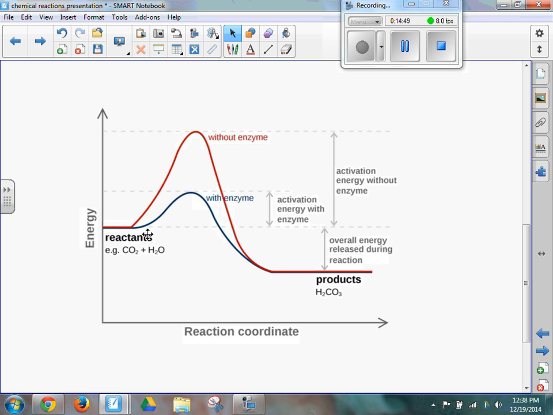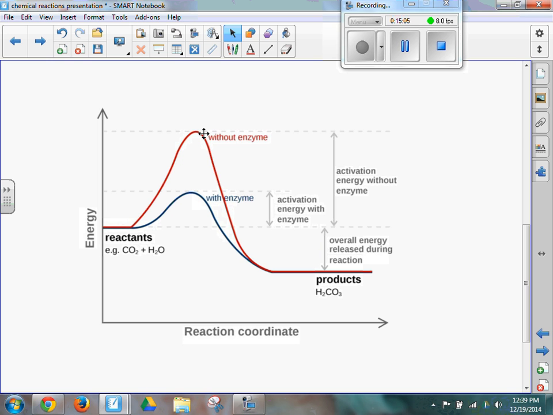We see that the reactants hold a certain amount of potential energy. Our products don't hold nearly as much energy, so it's actually releasing energy. This would be an exothermic reaction, going back to the original question about this graph. Now you can see we have two lines here. We have a red line and we have a blue line.